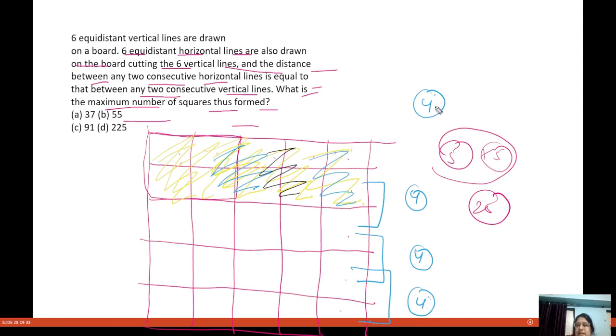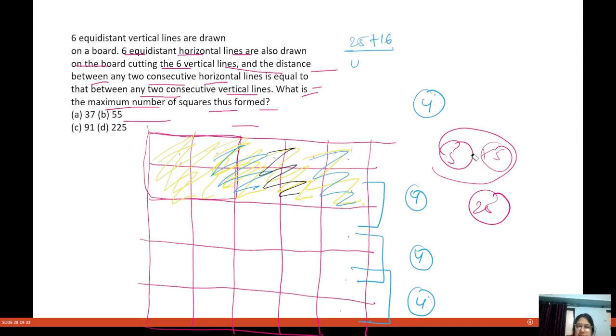So how many squares are there? 4 plus 4 plus 4, 4 into 4, 16. So put 16 here. Okay. So we have this 25 plus 16 squares. So that becomes how much? 5 plus 6 is 11, carry 1. So you have 2 plus 2, 4. 41 squares here. Now let us find some more squares.